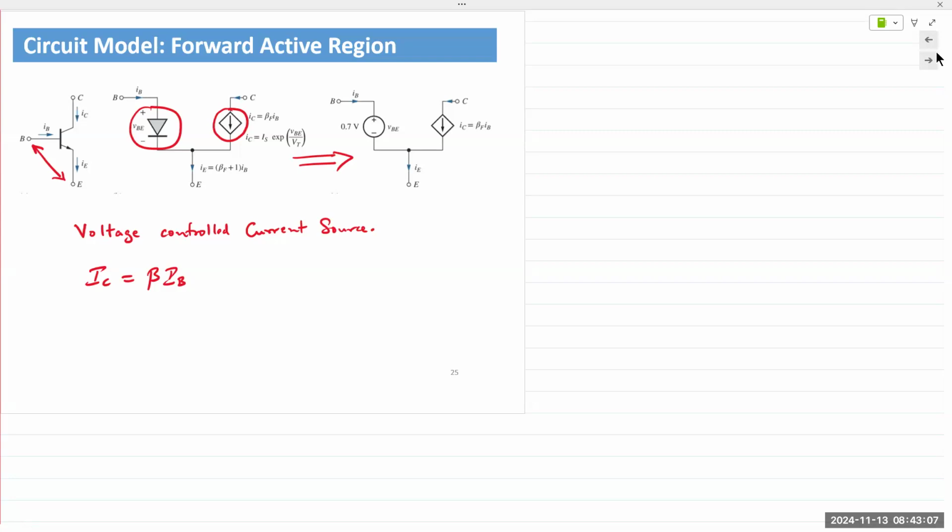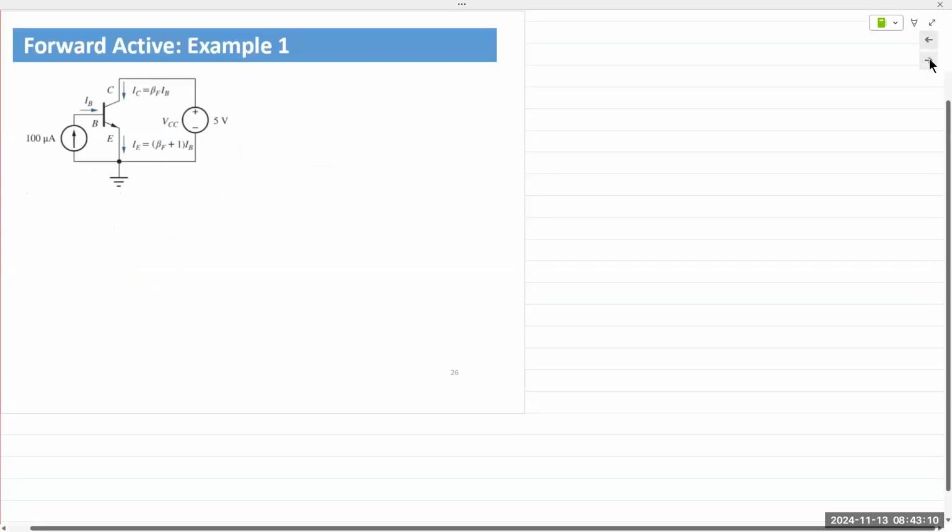All right, how are we doing on time? 15 minutes left. Okay, example. Forward active region.